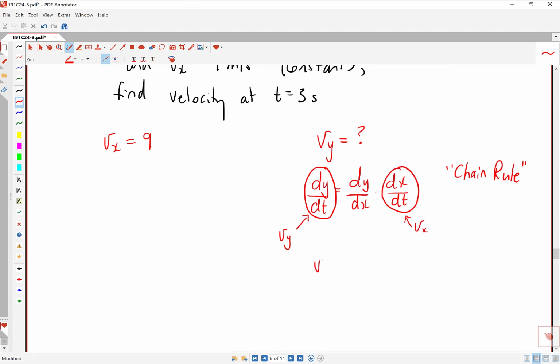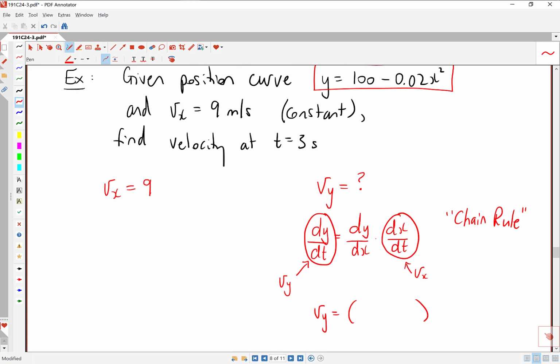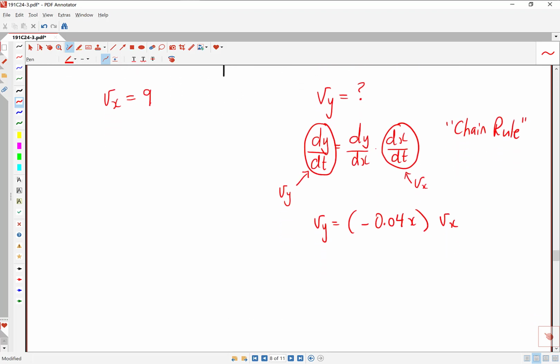So v sub y is going to be, let's look back up at y. So here it is at the top of the screen. And we're just going to take the derivative with respect to x. So that would give us minus 0.04x. And then that has to get multiplied by v sub x. Okay, and that's helpful because remember we were told in the question that v sub x is equal to 9. So right away we know that's 9. So much progress has been made. So v sub y is equal to negative 0.04x times 9.